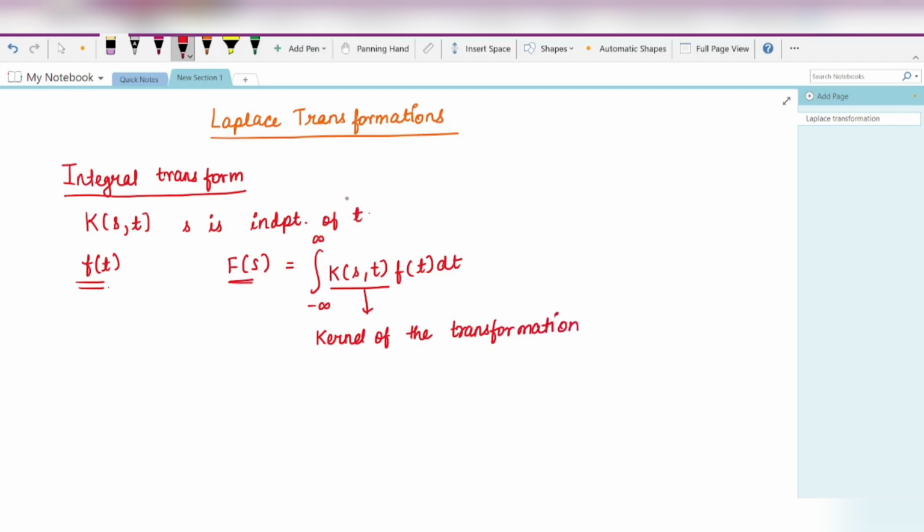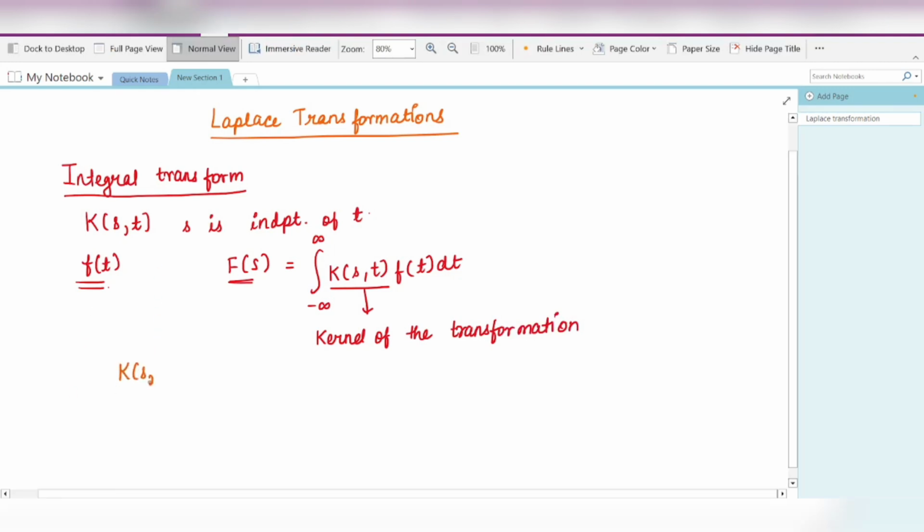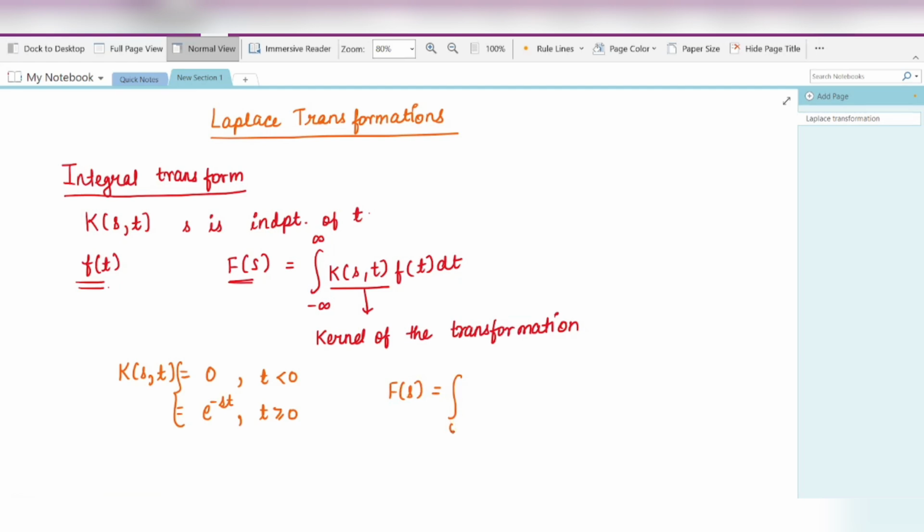Now when we change this kernel to K of s comma t equal to 0 when t is less than 0, and equal to e raised to minus st when t is greater than or equal to 0, then the transformation F of s will be of the form integral from minus infinity to 0 of 0 times f of t dt, plus integral from 0 to infinity of e raised to minus st f of t dt, right?